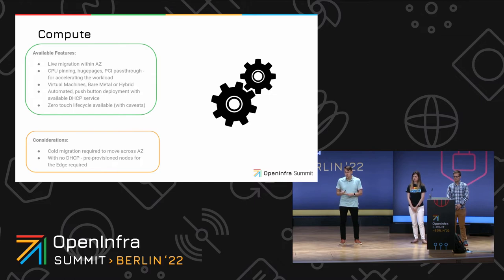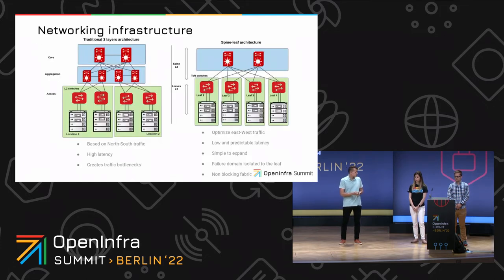You can do a push button deployment. You can even do the zero touch provisioning and lifecycle as well, with some caveats. And then we see a lot of customers who cannot extend the DHCP services to the edge. That's also supported and possible. There's an option to do pre-provisioned nodes. It has some considerations from the automation perspective, but in general, this is something that we've seen in the field as well. I'm gonna pass it to Maisa.